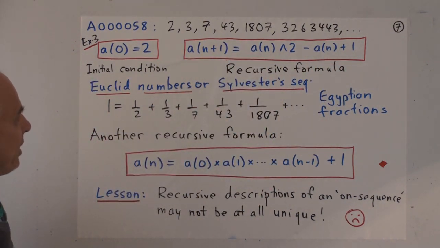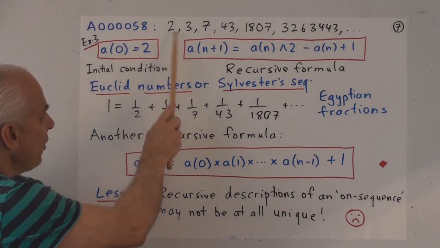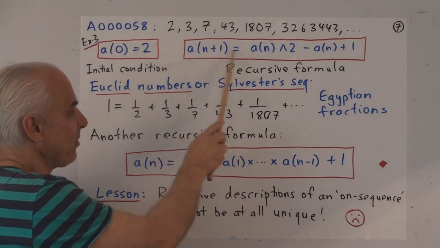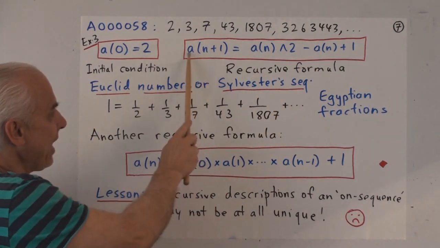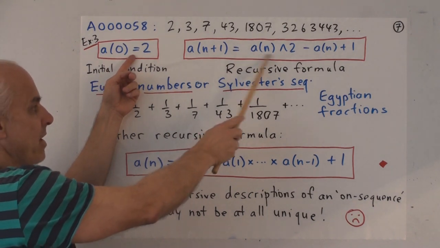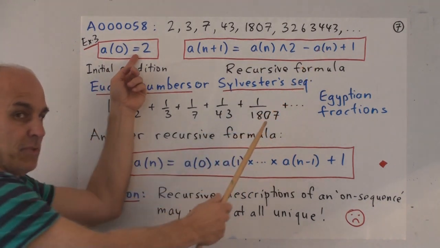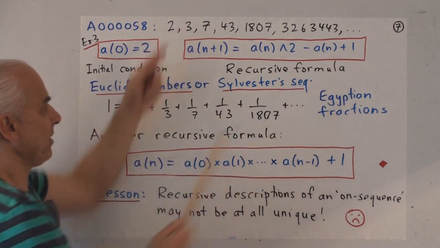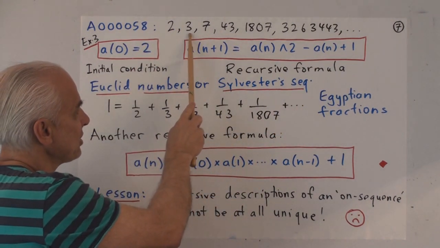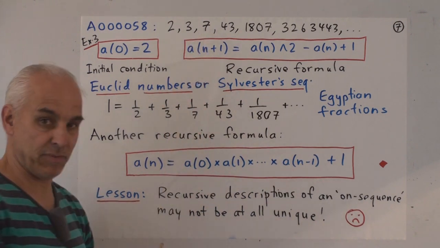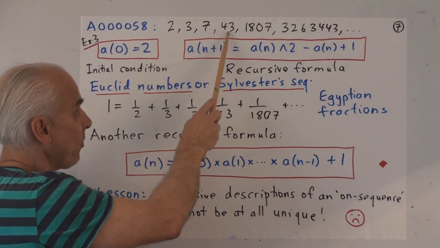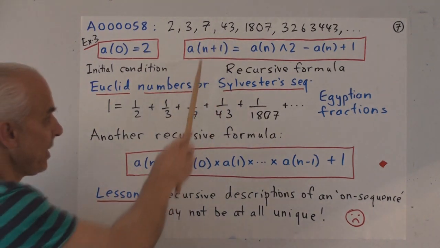So for example, a0 is 2, so what would a1 be? Well, if we plug n equals 0 here, we would get a1 equals a0 squared, that'd be 4, minus a0, which would be now 2, plus 1 is 3. And the next one would be 3 squared minus 3 plus 1, so that's 9 minus 3 plus 1, that's 7. And then 7 squared minus 7 plus 1 is 43, and so on.